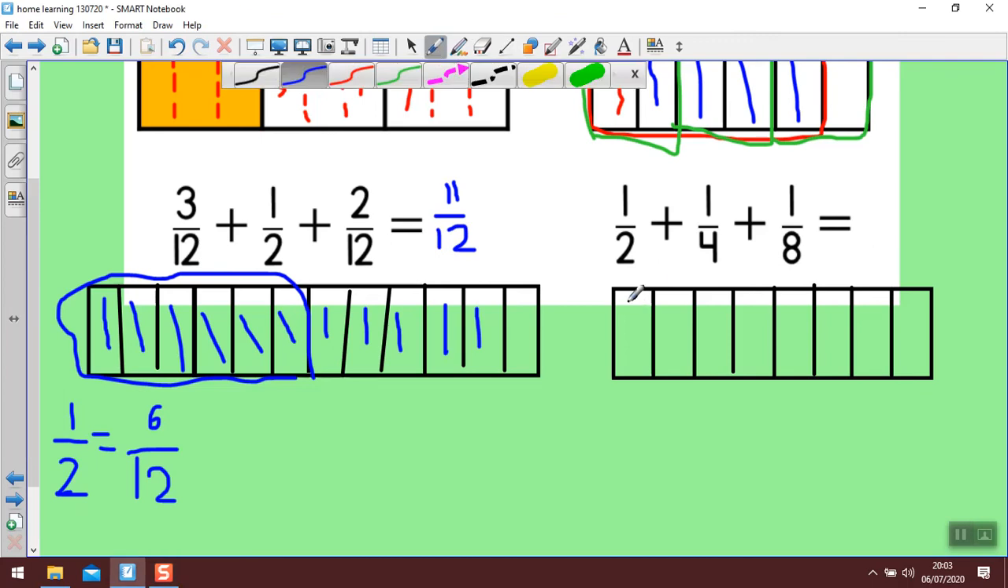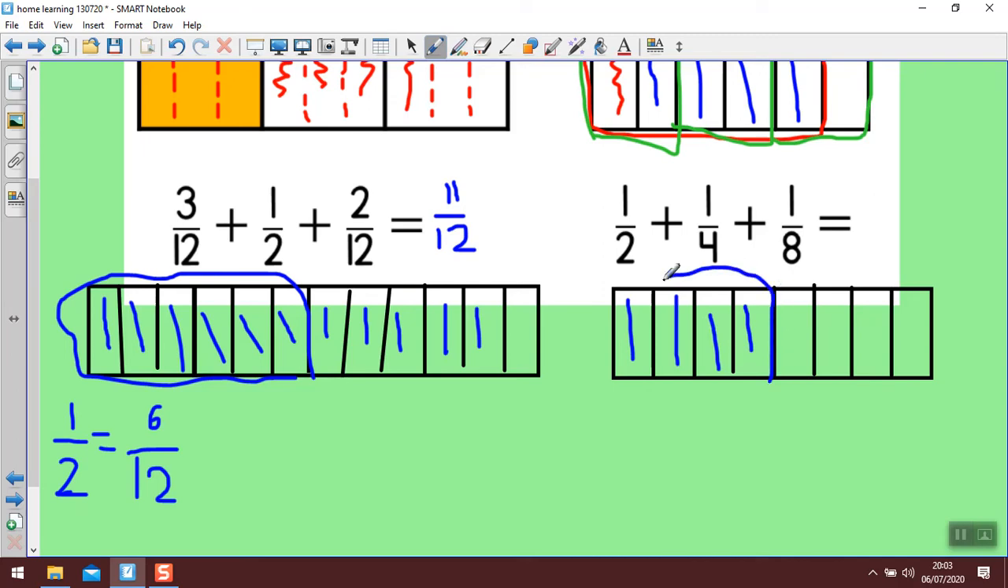So if I colour in my half to start with, look, you can see if I split it into half, that's the same as 4/8. And then I can add 1/4 to that. So if I split this into quarters, into 4 equal pieces, you can see that that is 2 out of the 8 pieces. So 1/4 is the same as 2/8. So if I add 1/4 on and then 1 more eighth, then I have got 7/8 in total.